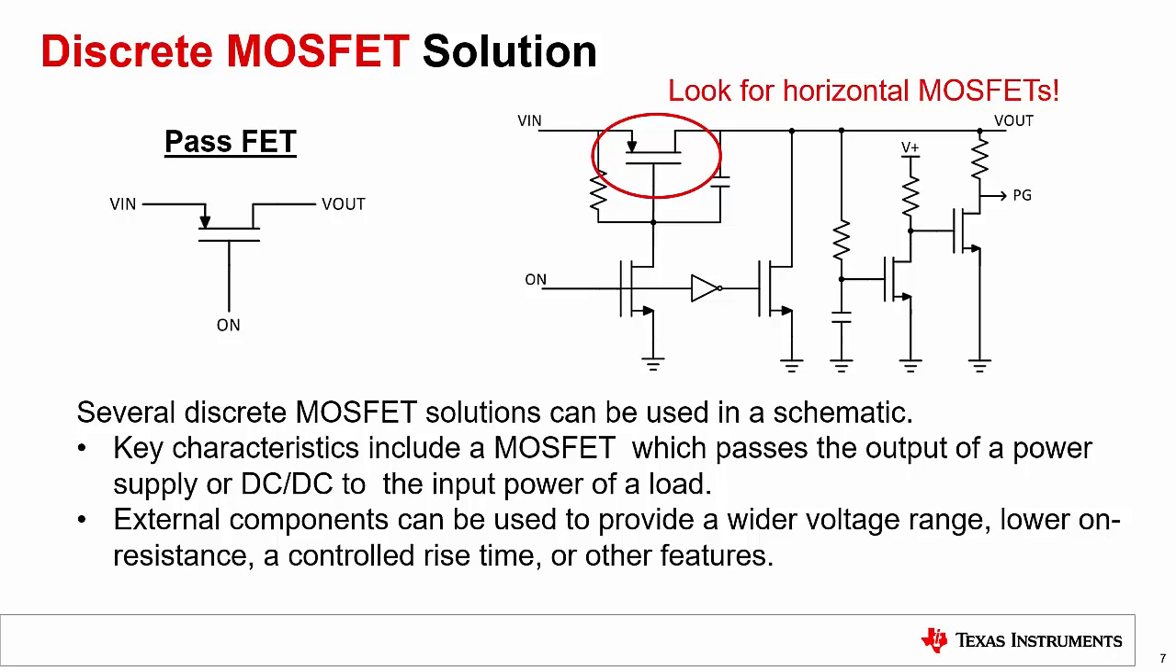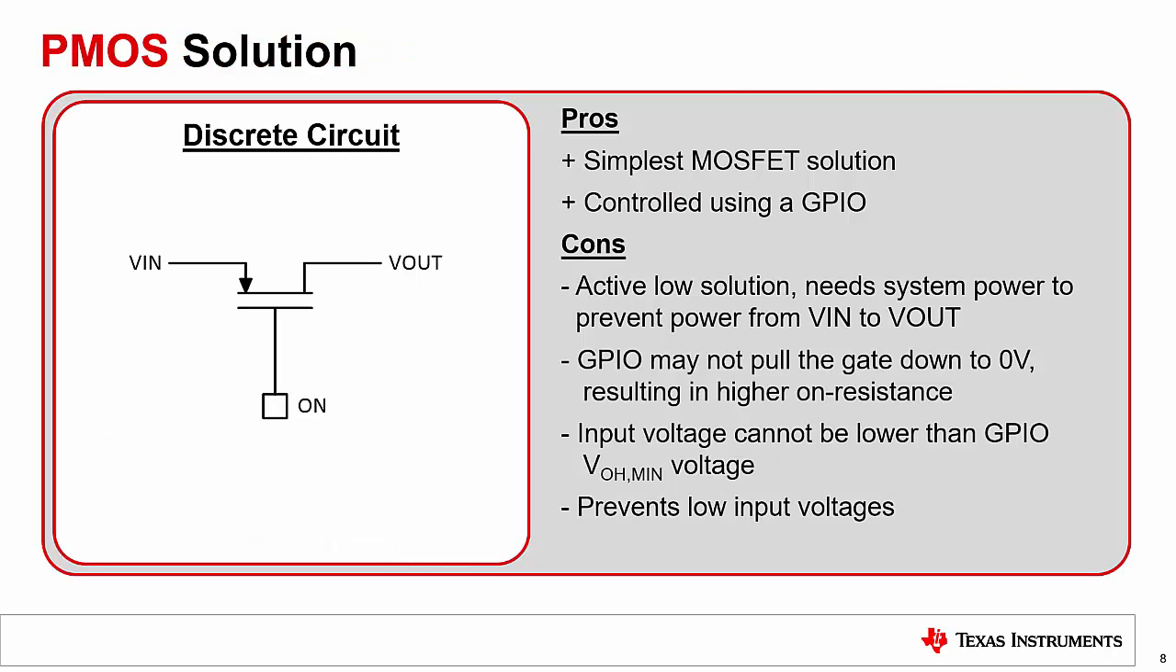The first discrete MOSFET solution we will take a look at is the PMOS solution. A big advantage to using this solution is its simplicity. Only one component is needed. By connecting the gate of the PMOS to a GPIO, the GPIO can control whether or not the PMOS is on or off. However, this is an active low solution, meaning that the GPIO needs to be high for the switch to be off. This can be a disadvantage since system power needs to be on before power can be blocked from VIN to Vout.